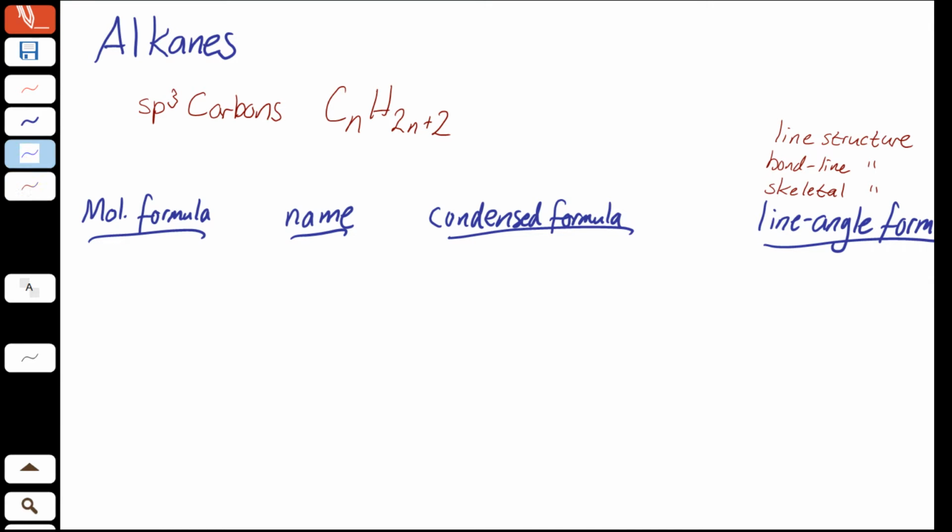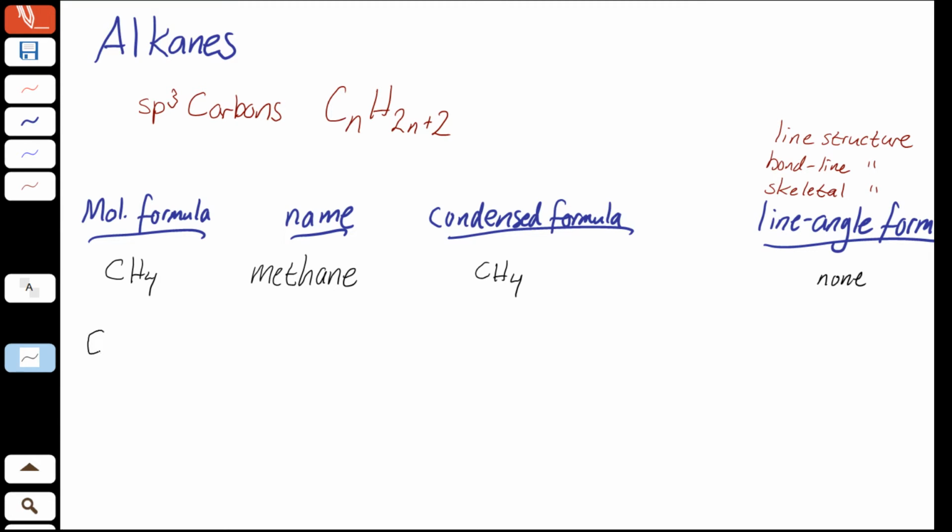All right, so let's start from the beginning, from the little one, which is CH4, the smallest alkane. Does anybody know what that molecule is called? Yeah, methane. Right, and its condensed formula is just CH4, and it doesn't have a line angle formula because it's so small. So that's all we'll say about methane. All right, let's go on to the next one.